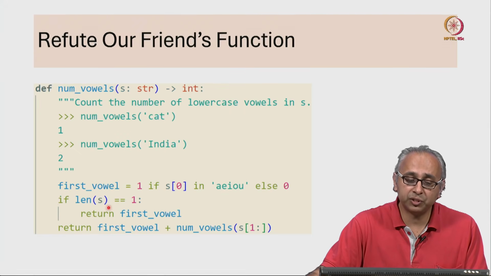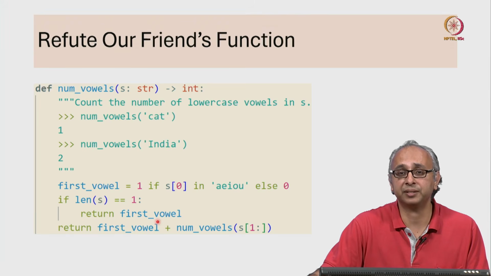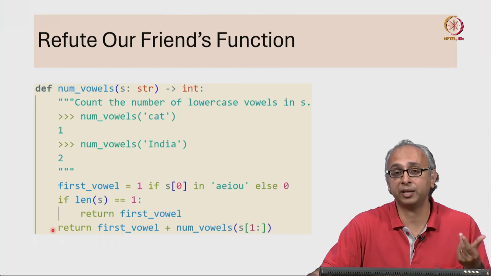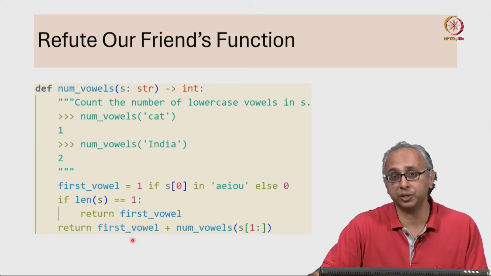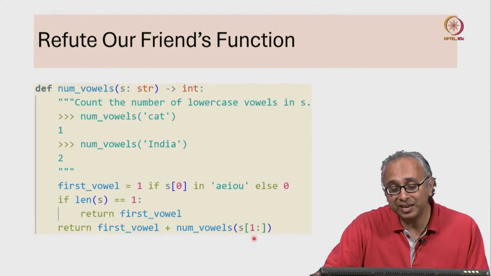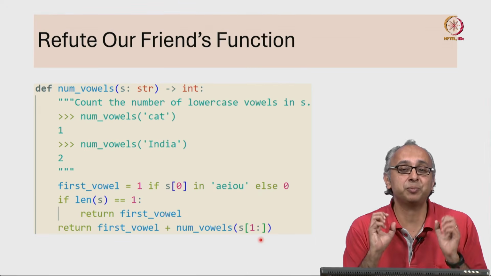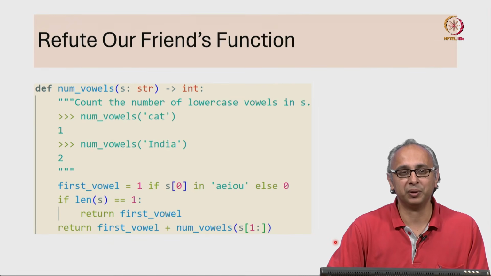Now, if the length of the string is 1, this is our base case, just return this variable. That is to say, return either 1 or 0 depending on if the first letter is a vowel. If we come to this line, it means the string is not of length 1. It's not the base case. In that case, we're going to return whatever this first_vowel was, 1 or 0, plus recursively call the function on the slice of the string starting at index 1. Our friend seems to have captured all the ideas that we discussed in the example below.